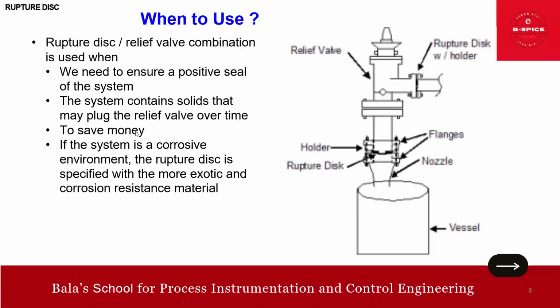Then, of course, to save money, in the sense that the system is corrosive, the rupture disc is specified with more exotic and corrosion resistant material. At that time also we have to go with this option, because if it is corrosive and you have only this, the content may affect this also. So in order to save cost, you have to go with this option. Now I hope you have both options, right? Standalone and the combination of rupture disc with relief valve.